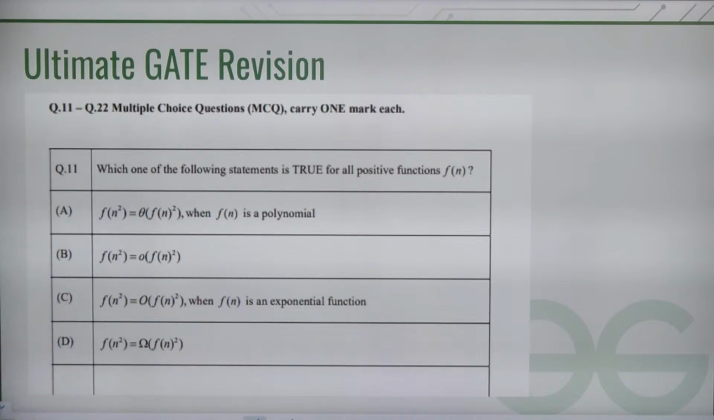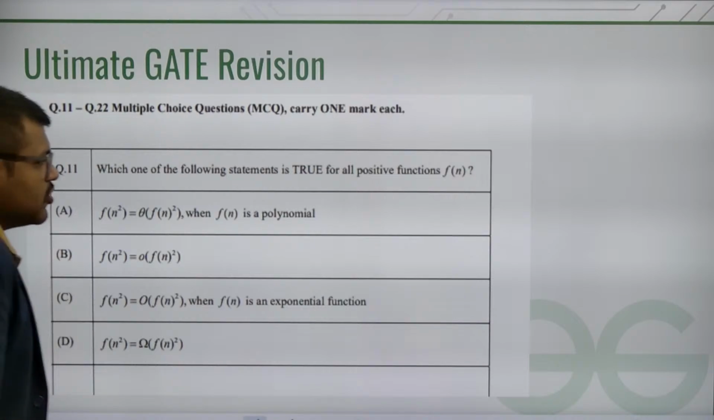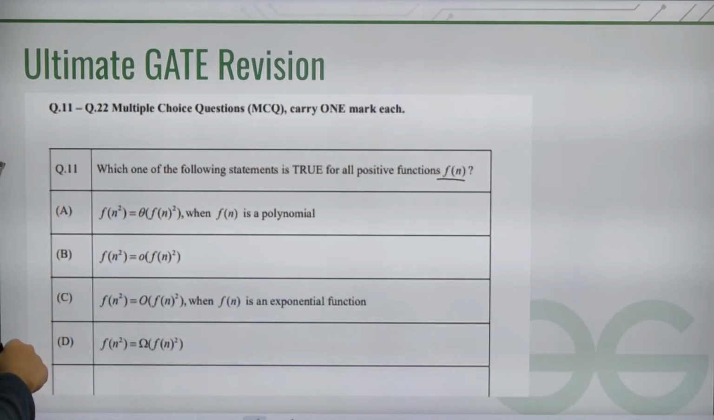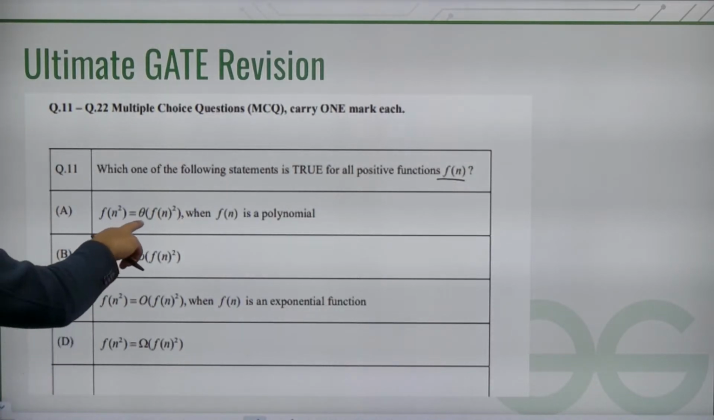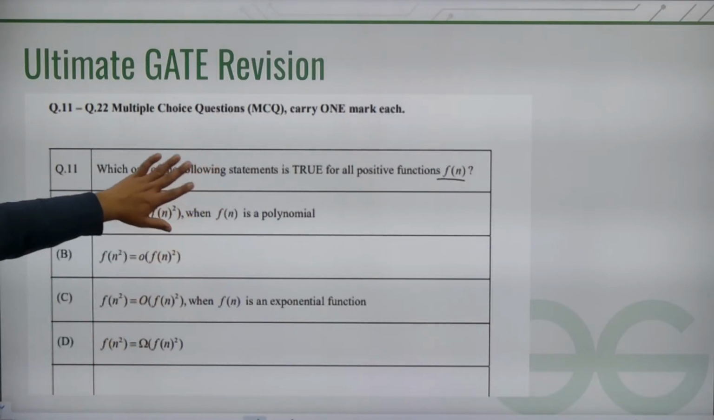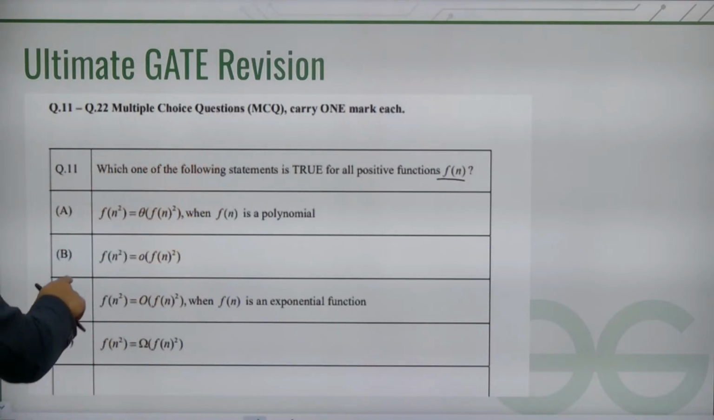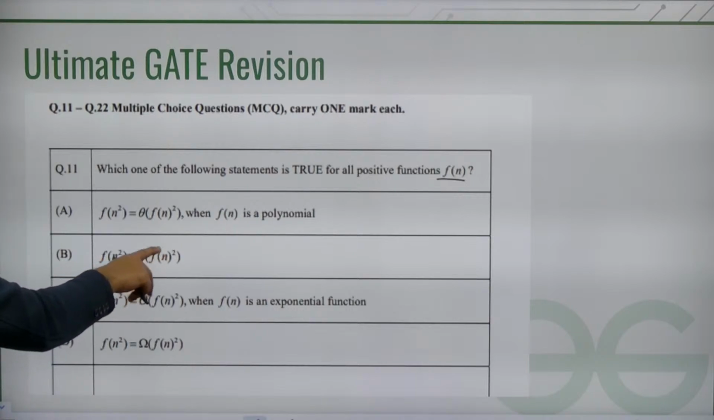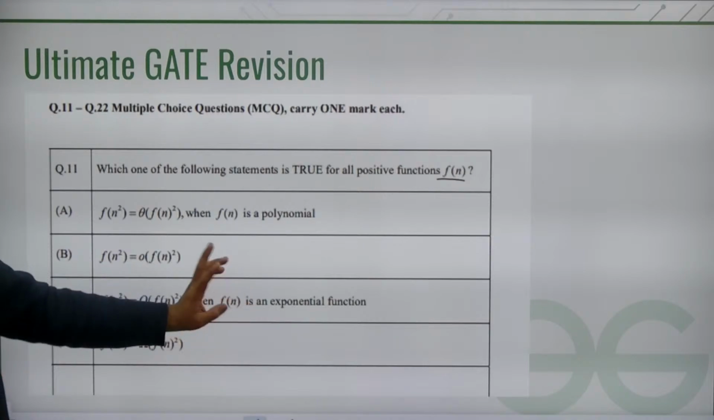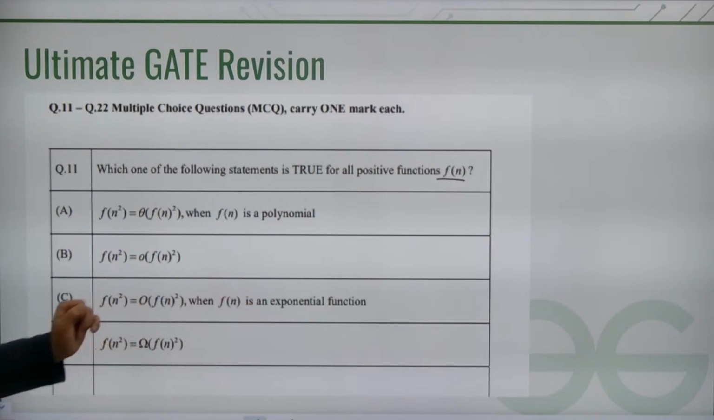So what does this question say? Which of the following statements is true for all positive functions f(n)? First of all, f(n) is said to be positive. Now, f(n²) is equal to theta of (f(n))², where f(n) is a polynomial. Let's wait for this option. f(n²) is small o of (f(n))². Let us wait for this also. f(n²) is equal to big O of (f(n))², where f is an exponential function. Let's examine this first.